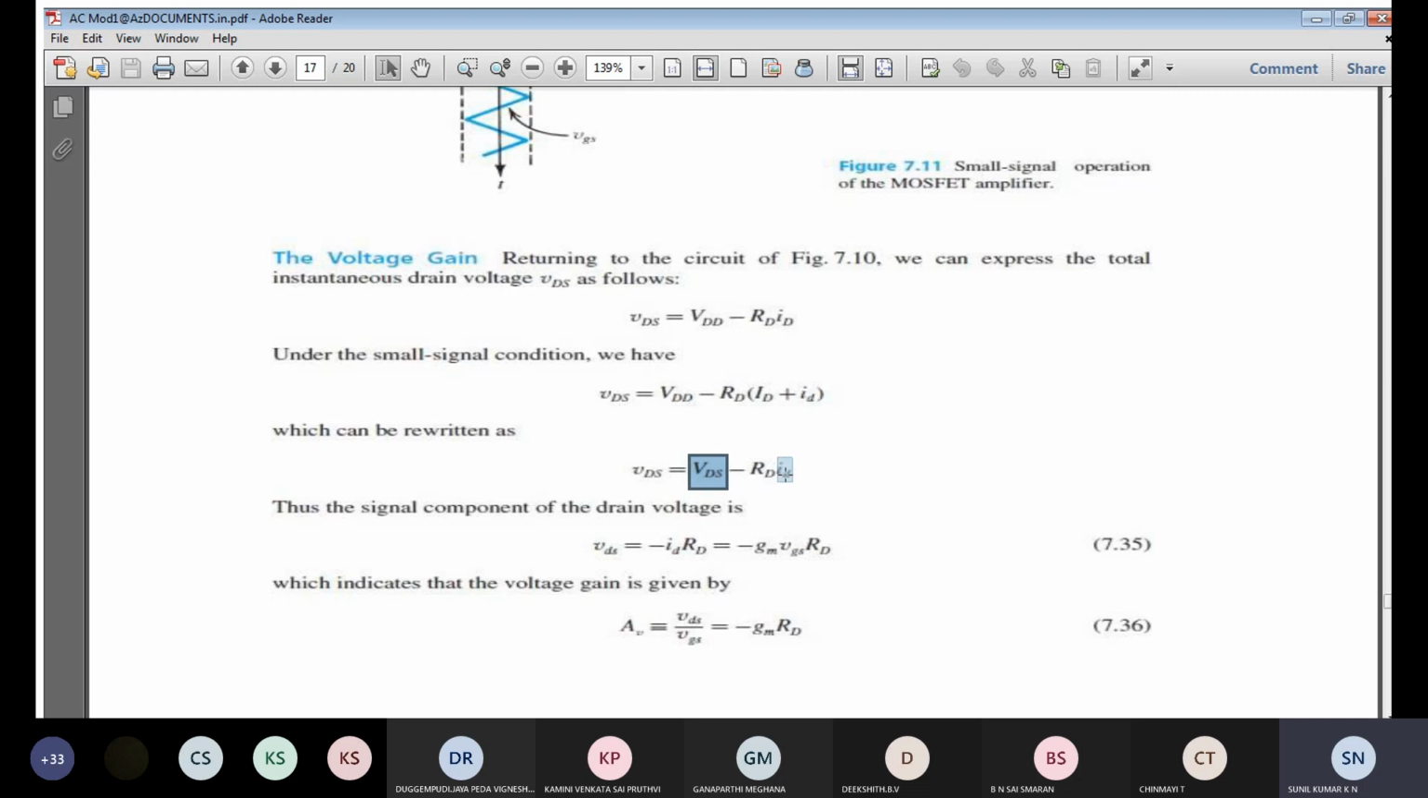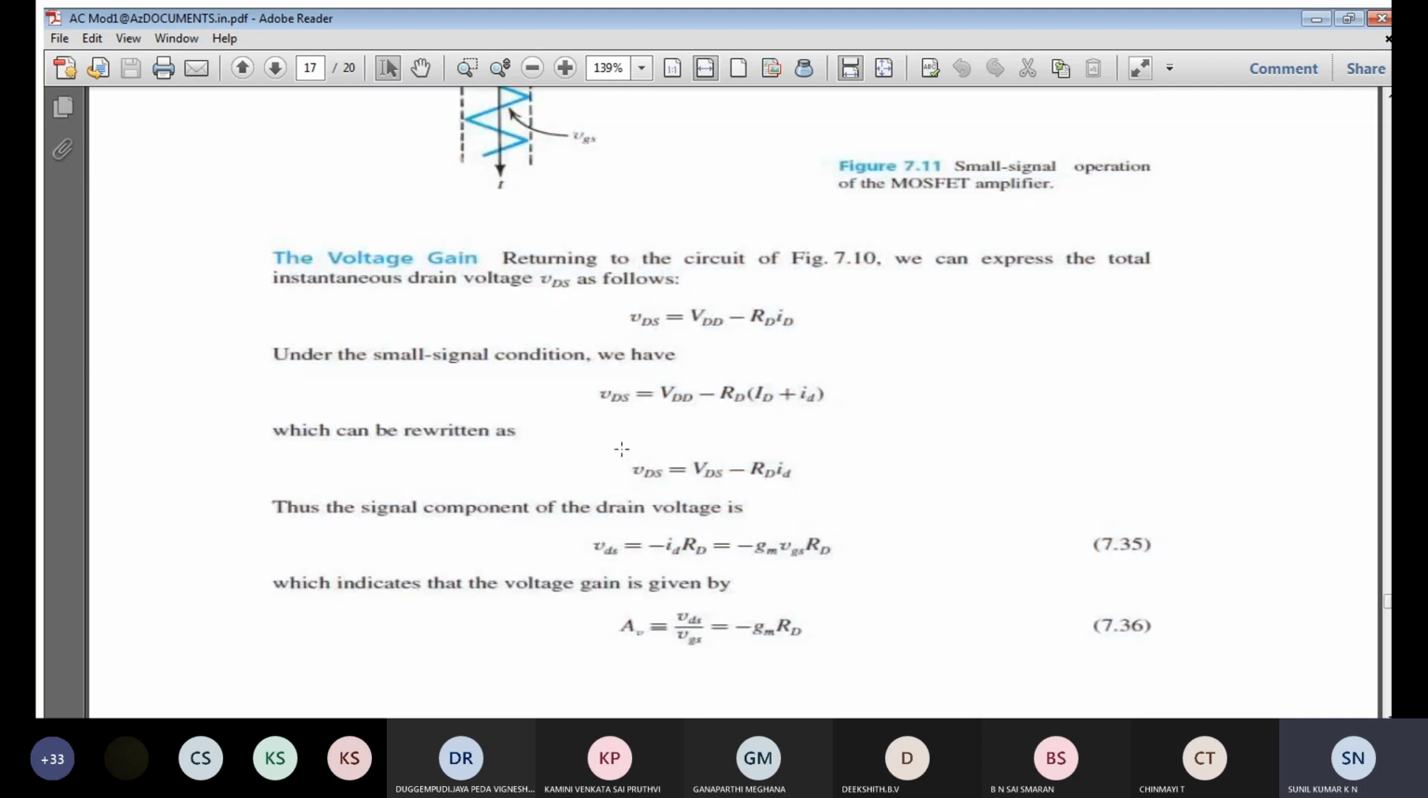So this ID is nothing but a signal current, and there is the drain resistance RD. So this is nothing but the output voltage. The output voltage is 180 degrees out of phase with the signal current, as you can see. So minus RD into ID, so minus ID into RD, I can write as the signal.